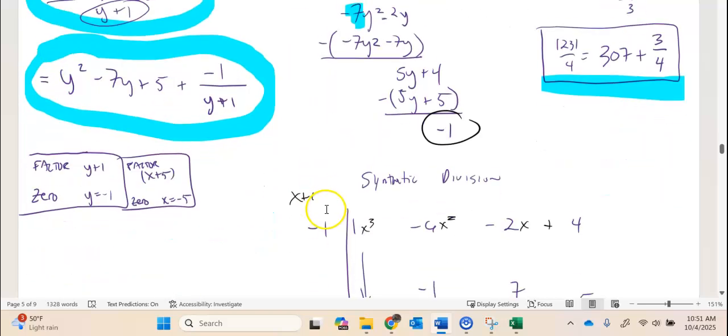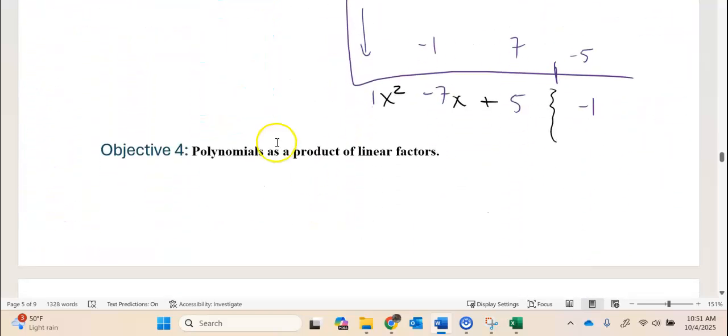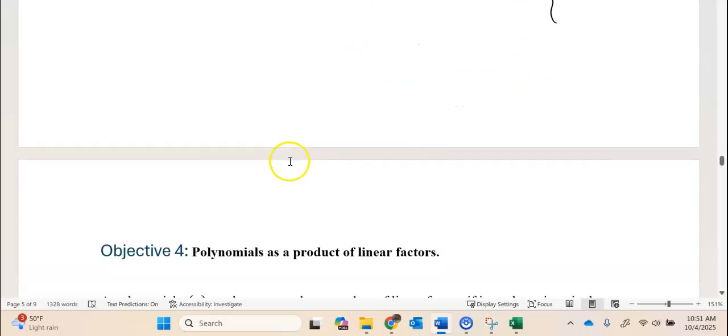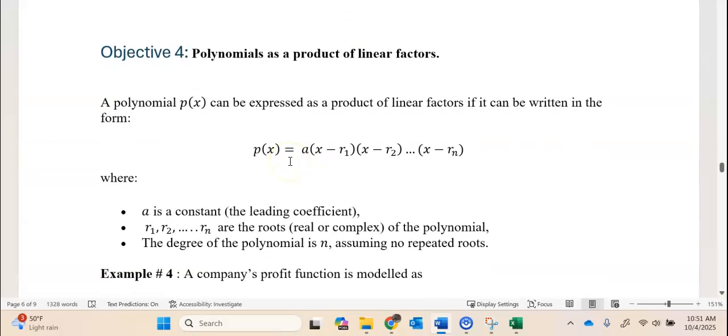Okay, synthetic division and long division review. So we're going to have to use that in order to factor. This is the method we're going to use to factor polynomials.